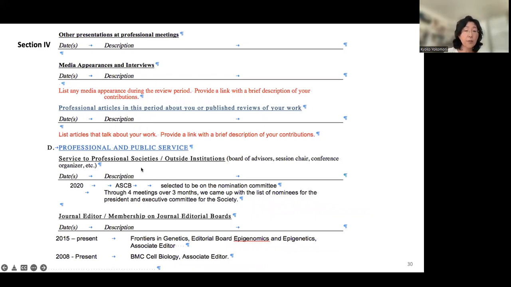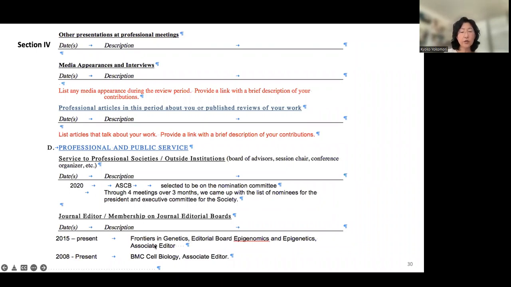And then professional and public services. From here on is your professional service. If you're asked to chair some professional meetings, you should put it here. Or if you are a member of a committee for a professional society, you should list it here. And you can briefly explain what it entails and how much work is involved.